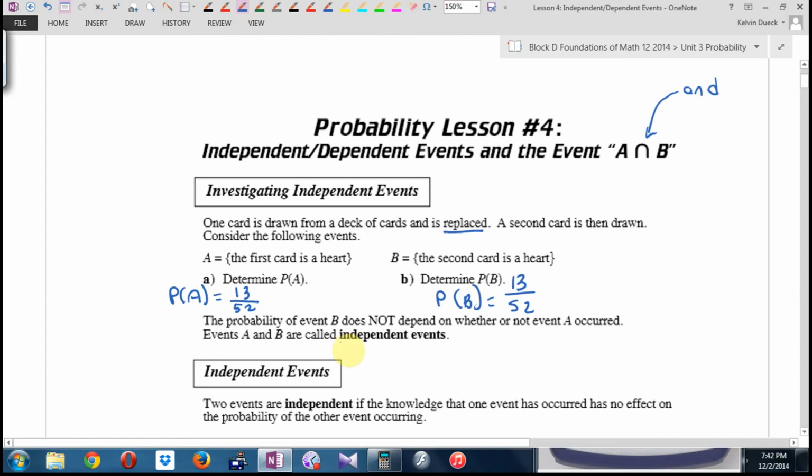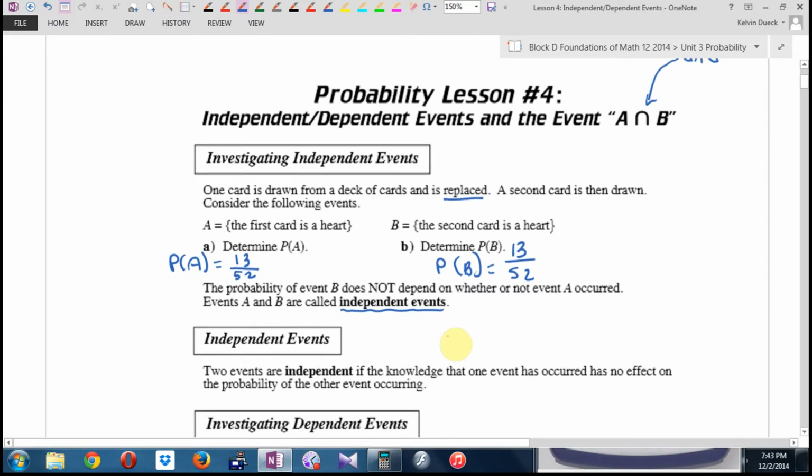We call this independent events. You want to know another good independent event? Rolling a dice, rolling a die. Whether or not you roll a 6, the previous roll does not affect the next roll. Another good example of an independent event is flipping a coin. Whether you flipped a heads or a tails has no effect on whether you're going to flip a heads or a tails again.